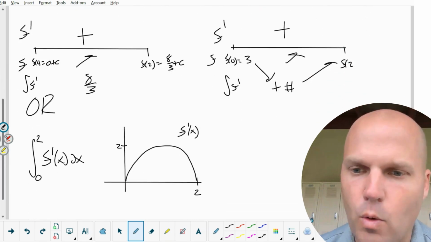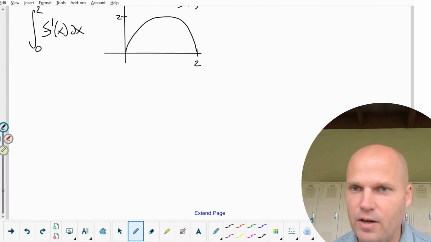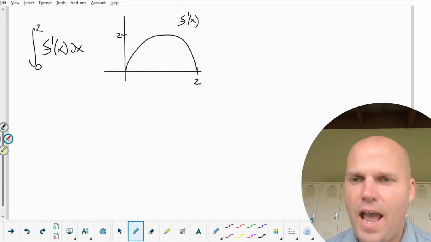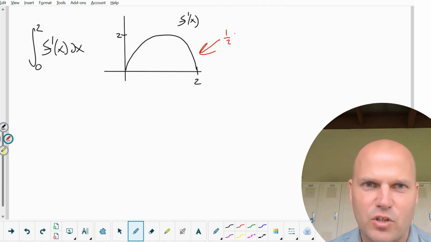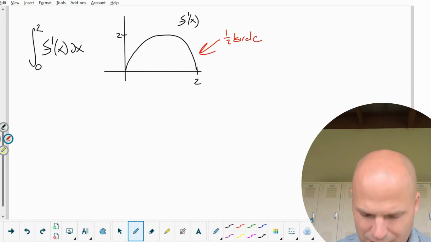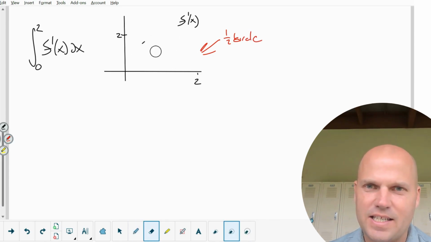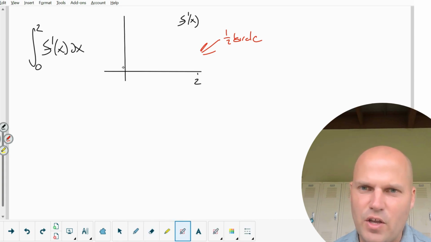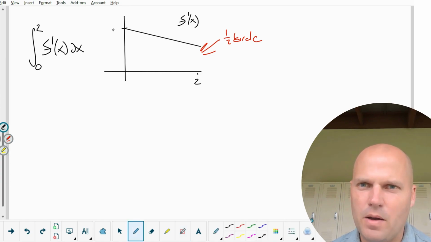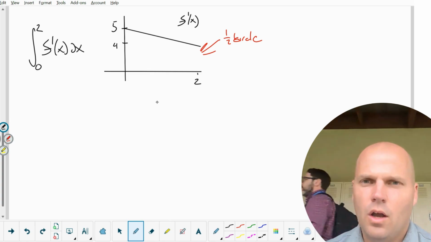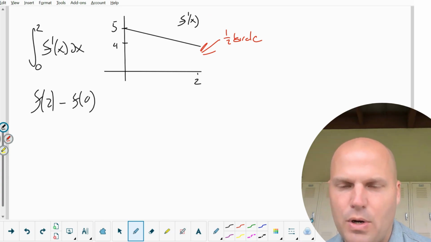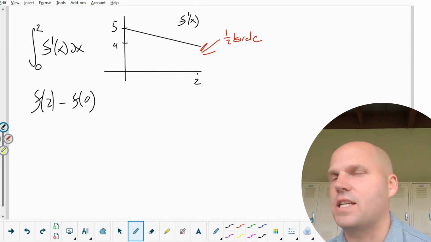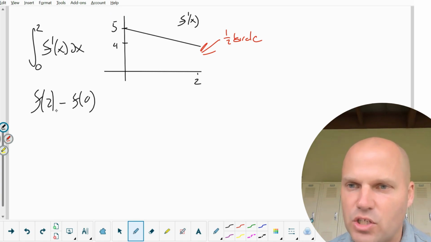But wait, there's one more way. If you have a derivative, let's say you want to accumulate from 0 to 2, and you see that this curve is maybe like a half a circle, I don't want to use this problem. Never mind. Let's say you see that the derivative is just a straight line, and it's coming from 5 and it's going to 4. Ooh, how do I find the accumulation of f prime? You might be thinking, oh, I got to do f of 2 minus f of 0. But the problem is you don't have the ability to take the antiderivative of f prime. So this doesn't really help you.